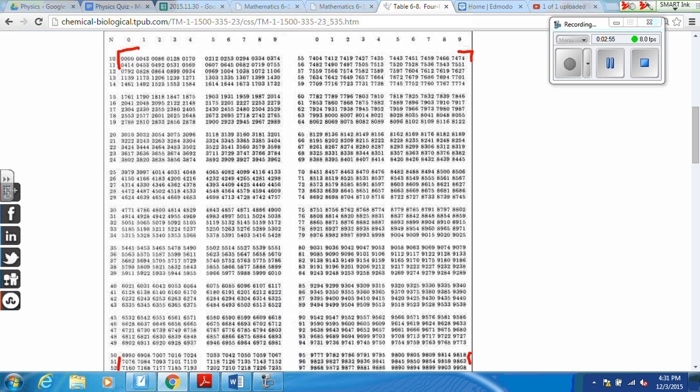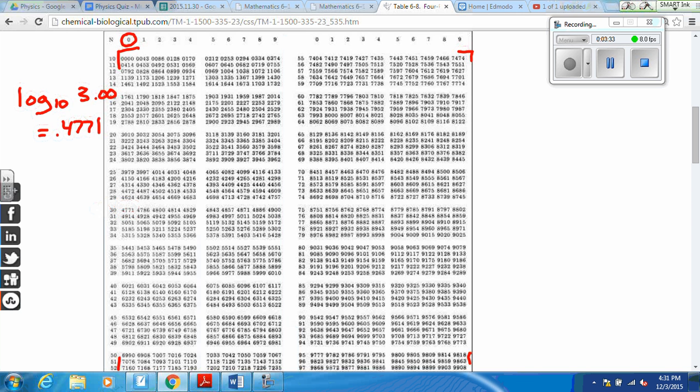So, for example, if I wanted the log base 10 of, how about 3.00? Then I would consider 3.00 to have 3 digits: 3, 0, and 0. So I go down to the row that has 3, 0. Then for my third digit, I would go to the column that has 0 right here, and right there, the table gives me the value of 0.4771.